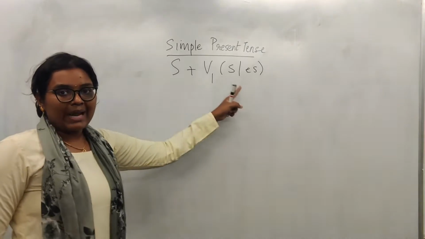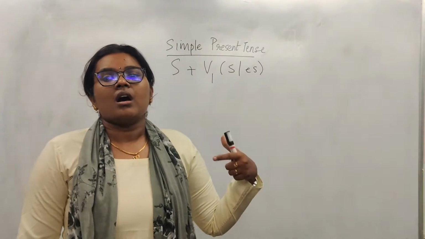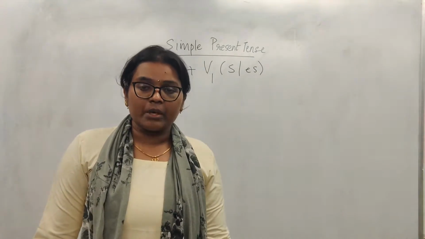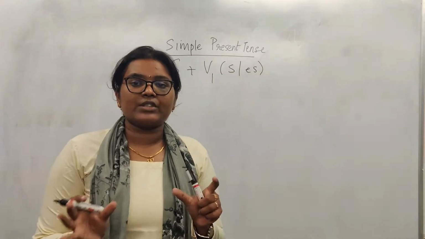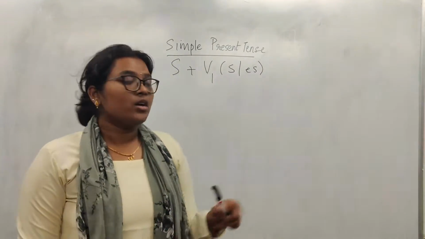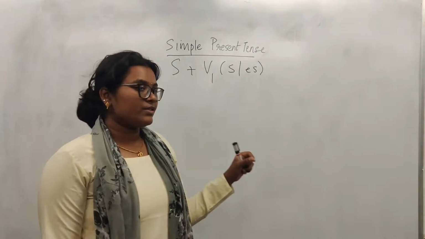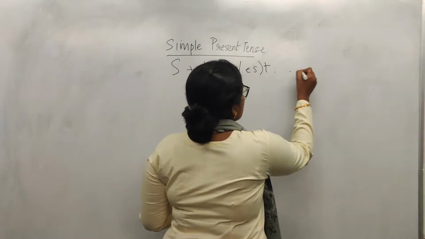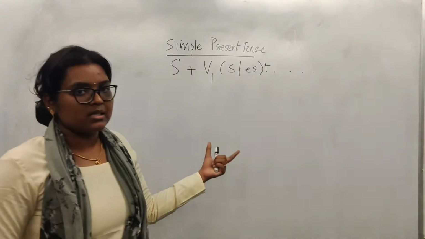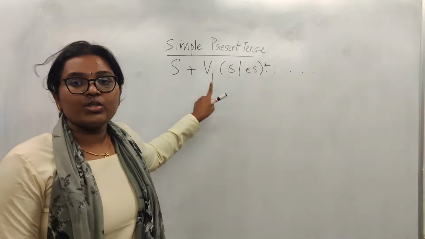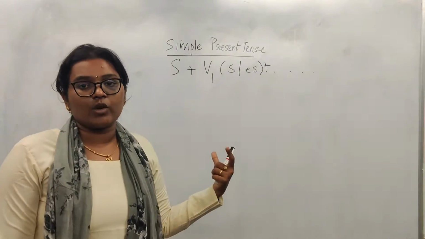The S is written within brackets, meaning it's not an obligatory part. It is just a part that you can use when needed. So S is not something that's mandatory. And then you can have the rest of your sentence as it is. The main idea is using V1, which is the base form of the verb.